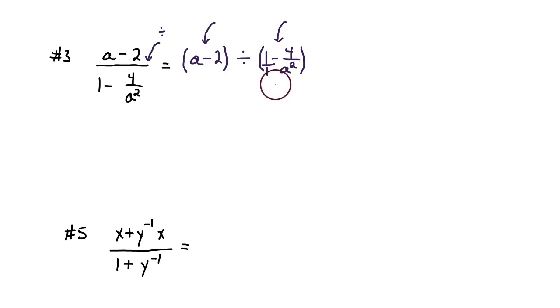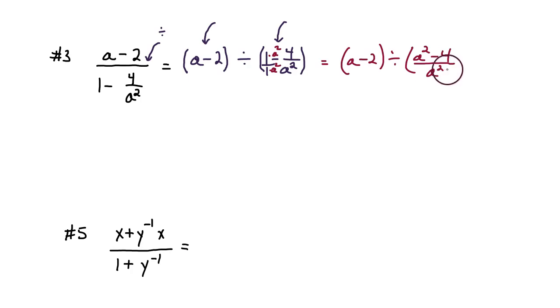We've worked recently on how to subtract fractions. You need a common denominator. So this denominator is 1. This denominator is a squared. The lowest common denominator is a squared. We can turn this first one into a squared by timesing top and bottom by a squared. Let's rewrite this problem as a minus 2 divided by, and then put in our new version of this here. 1 times a squared is a squared, and then the minus 4. And this is over the common denominator of a squared.